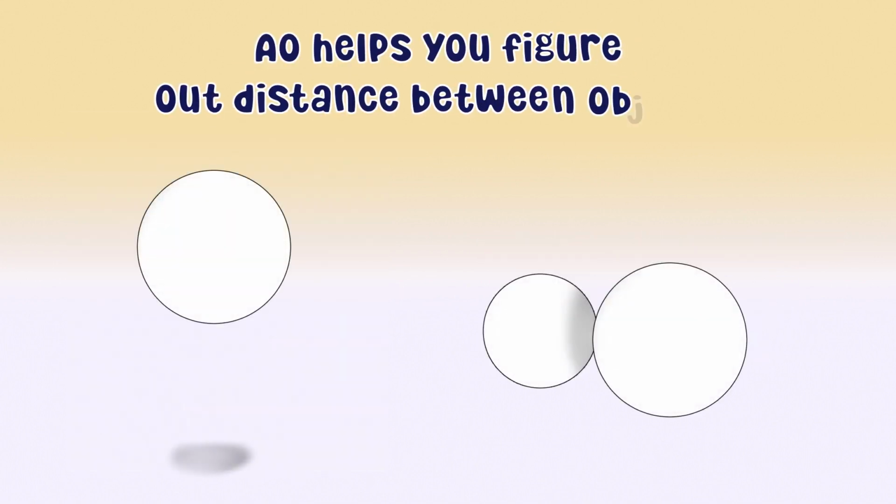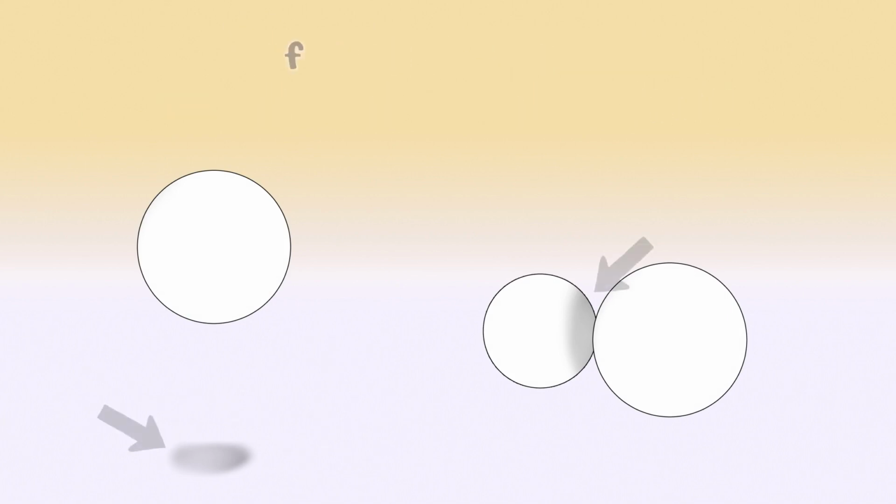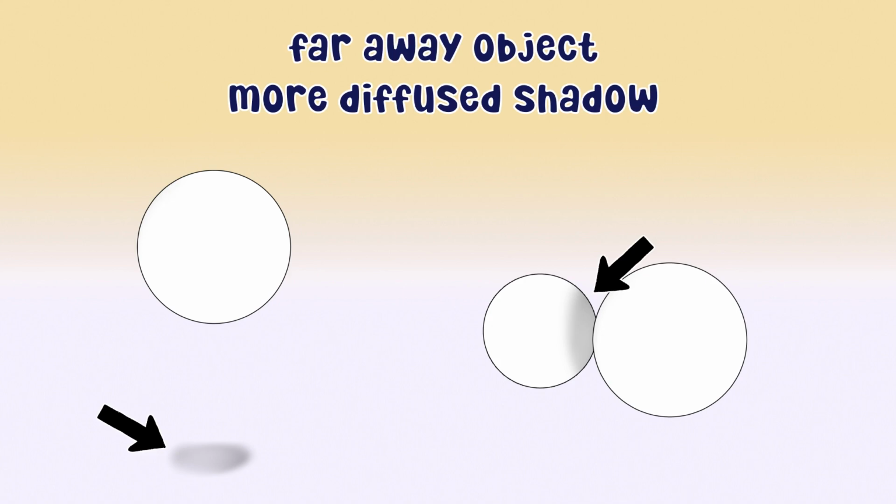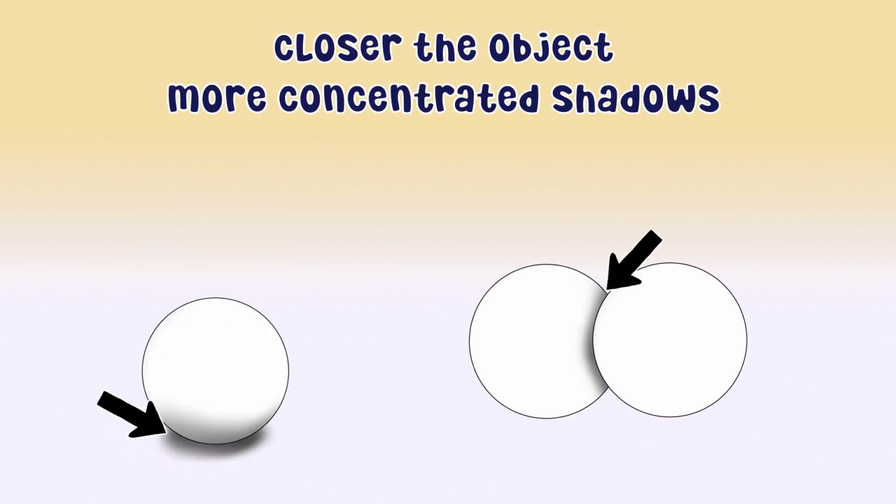One of the best features of ambient occlusion is its ability to convey how far away an object is from another object. The farther away the object is, the more diffuse the shadow is, while closer objects cast sharper and more concentrated shadows. This helps your viewer determine the distance between objects.